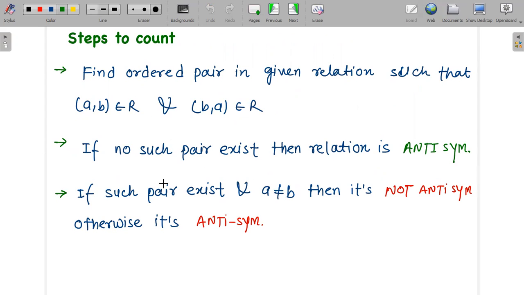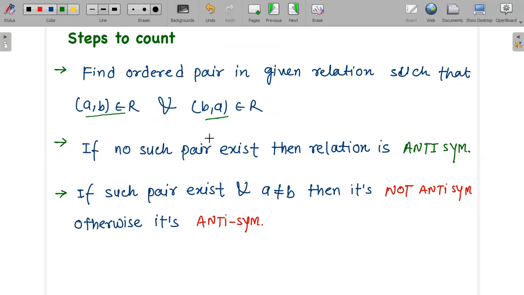So what steps would you count? The first one is you will start checking its ordered pairs. If you see there is (a, b) in relation R, then try to find out whether there is a (b, a) or not. Did you understand your first step? If there is (a, b), you will ask yourself whether (b, a) is there or not.